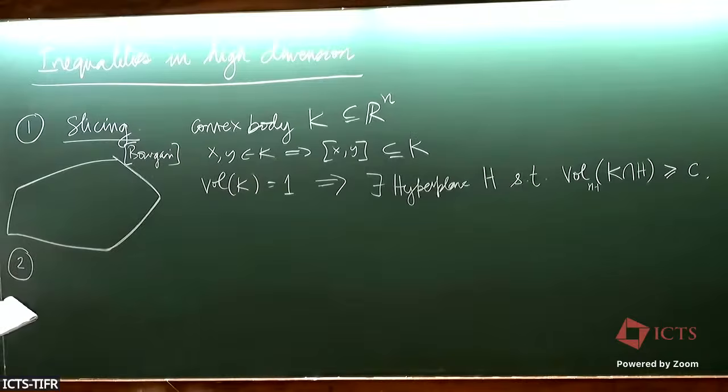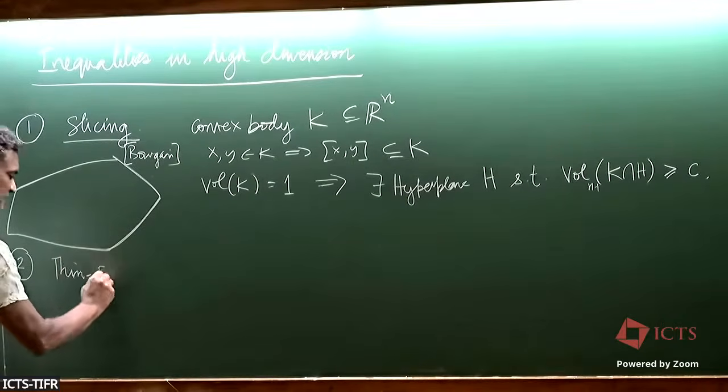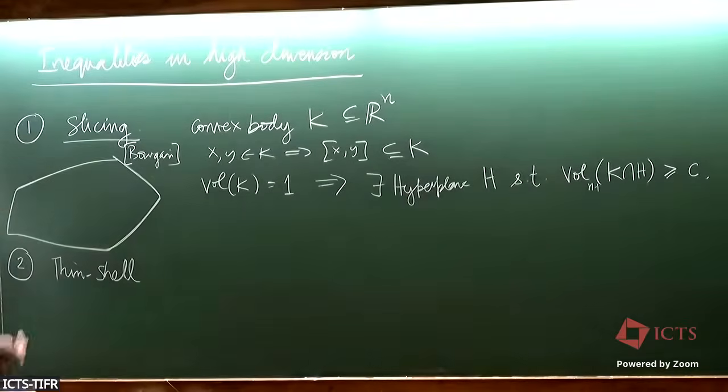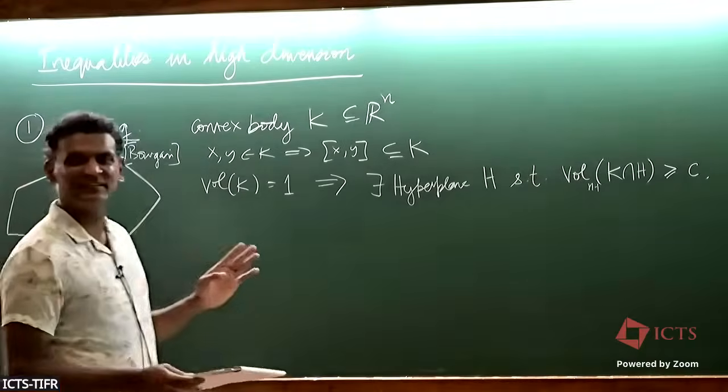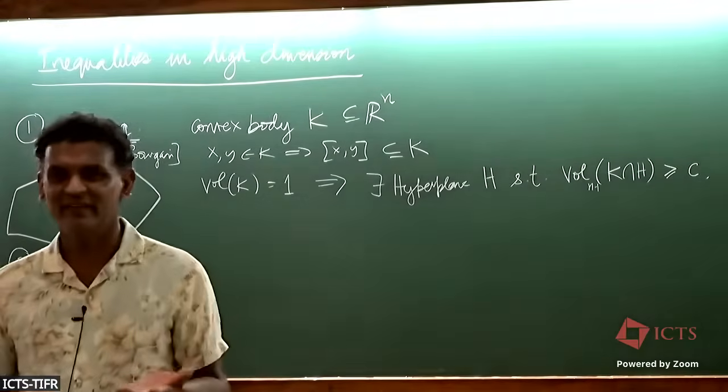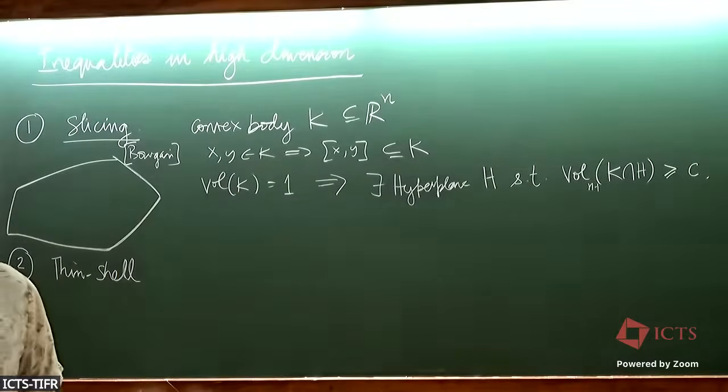The second one, which came a bit later, is called the thin shell inequality or hypothesis or conjecture, with a universal constant. We don't know what the actual value is, but it might be 0.1.